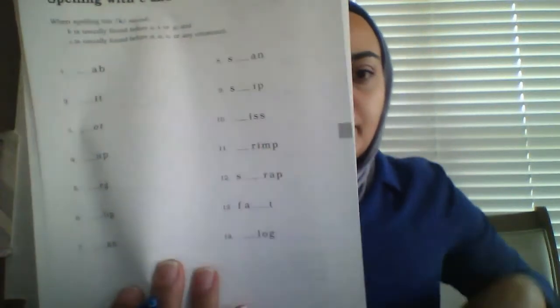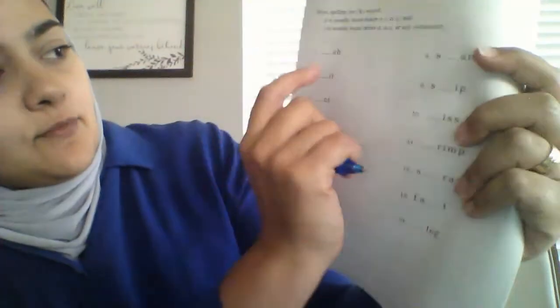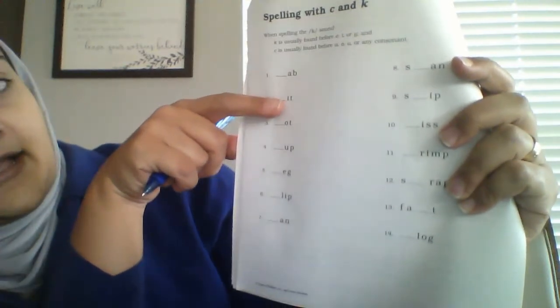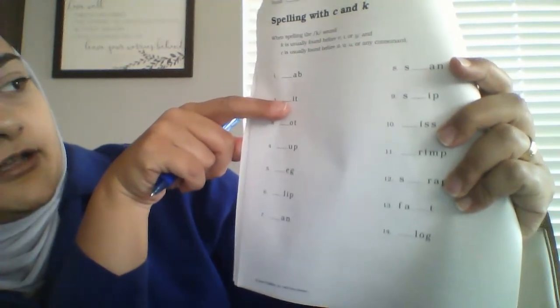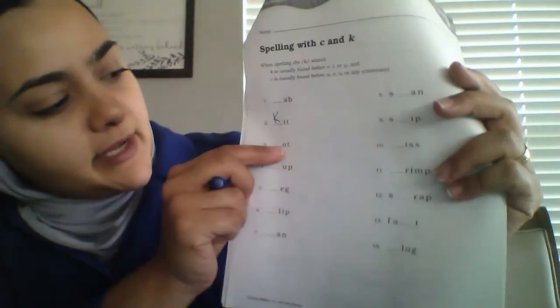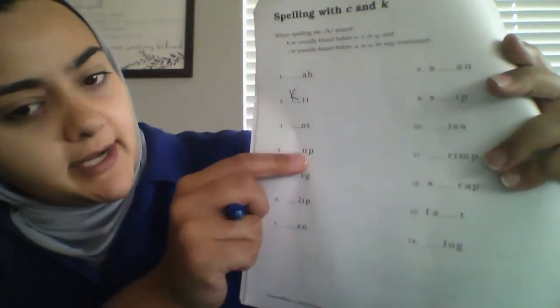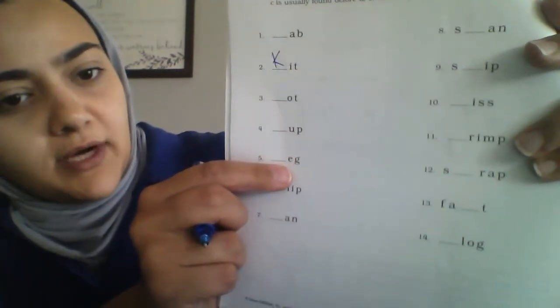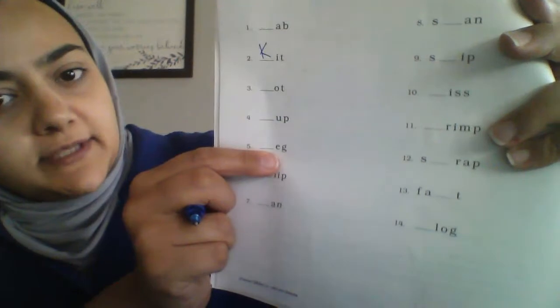So we're going to go through and look at where there's an E, I, or Y. Is this an E, I, or Y? No. Is this an E, I, or Y? Yes, that's an I. So we're going to use the K. So we can go ahead and put a K there. Okay. Is this an E, I, or Y? No, that's an O. E, I, Y. Nope, that's a U. E, I, Y. Yep, that's an E. So we're going to use the letter K.